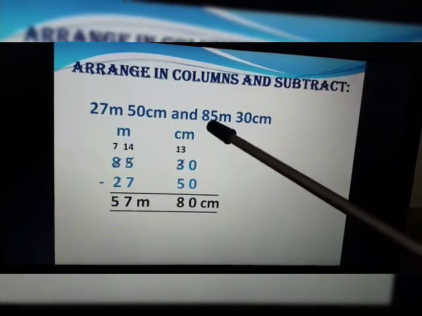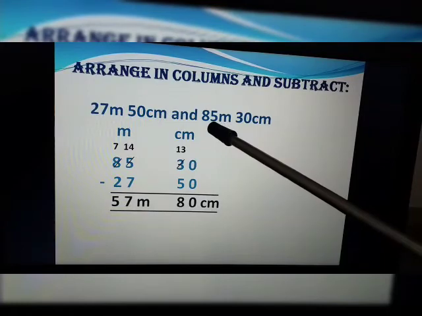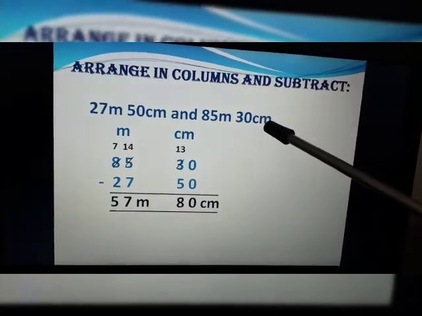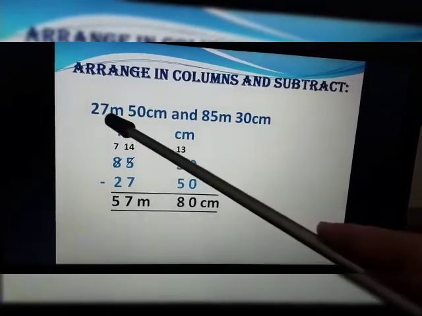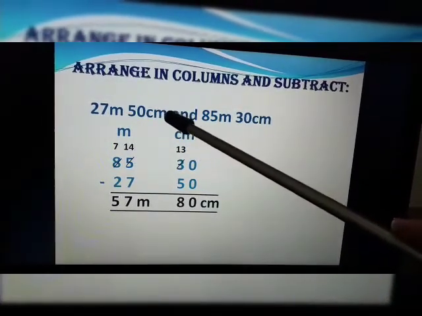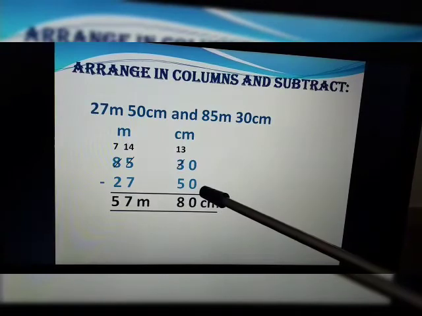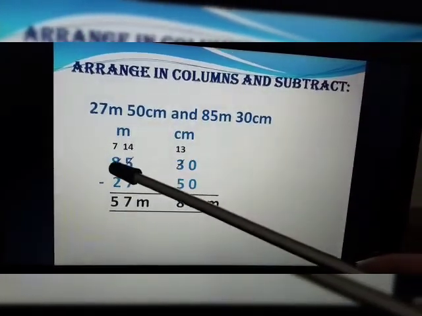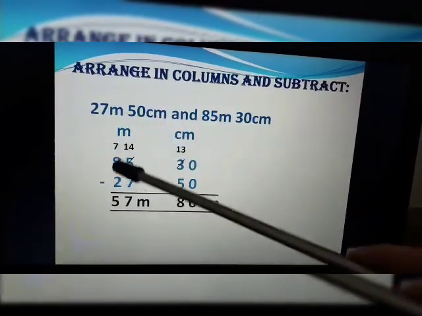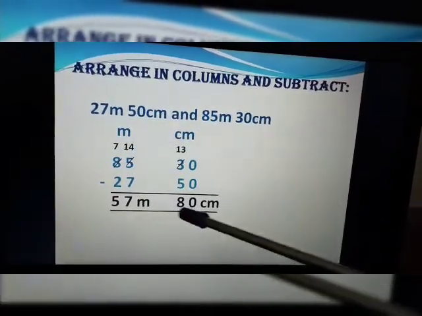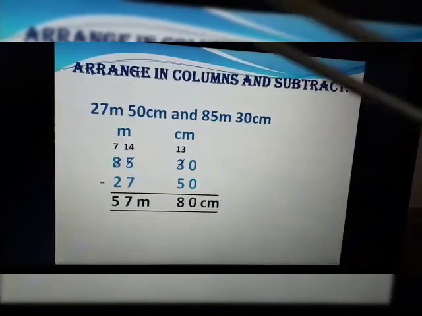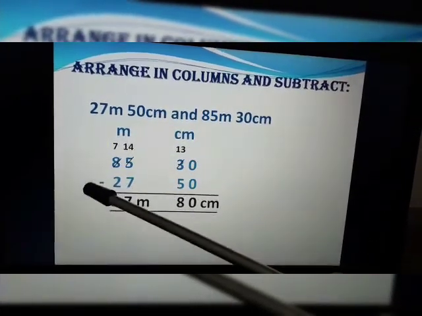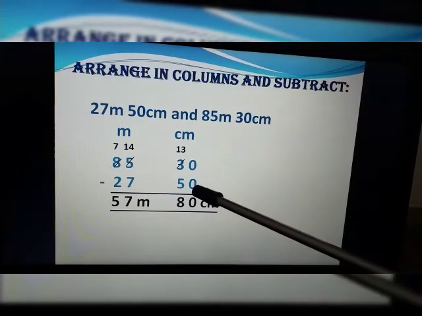ठीक है, ये नंबर बड़ा है, मीटर में जो नंबर बड़ा है वो minuend होगा. So the 85 meter 30 centimeter will be the minuend and 27 meter 50 centimeter will be the subtrahend. Now we will subtract. For that we have to arrange in column. मीटर के नंबर्स हम मीटर के कॉलम में लिखेंगे एंड सेंटीमीटर के सेंटीमीटर वाले कॉलम में लिखेंगे. नाउ 85 meter 30 centimeter minus 27 meter 50 centimeter.